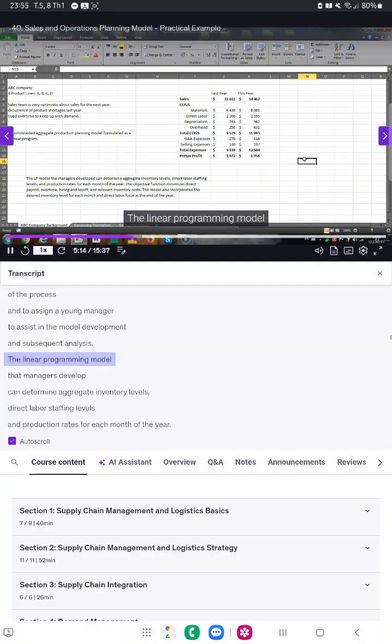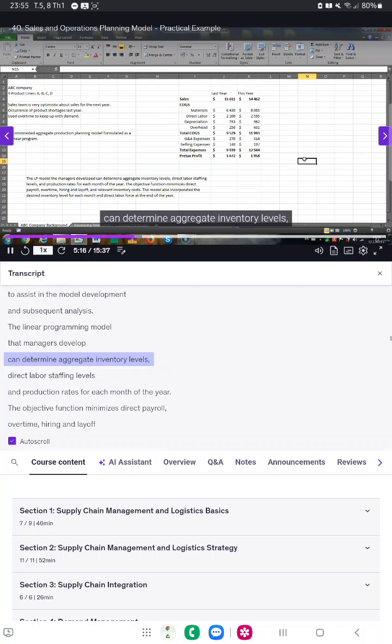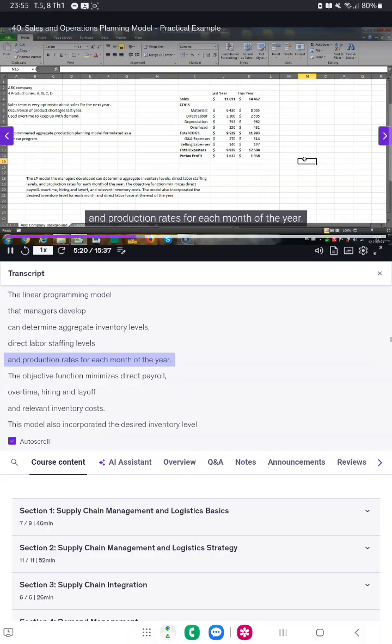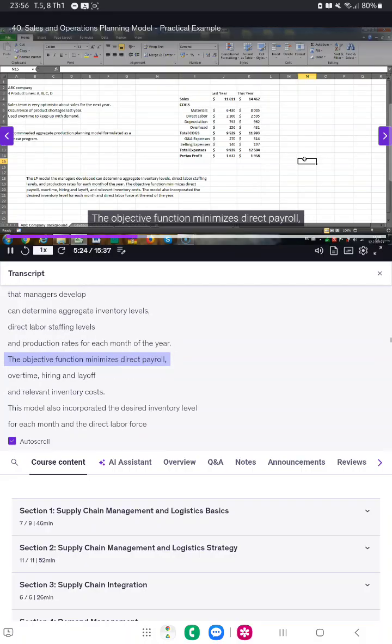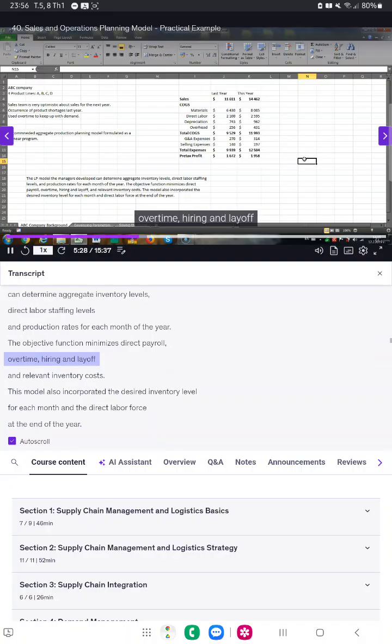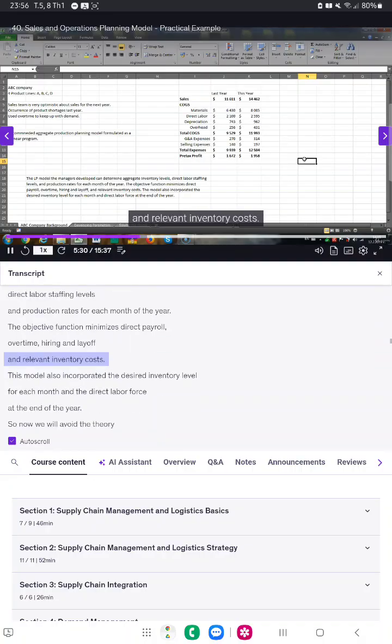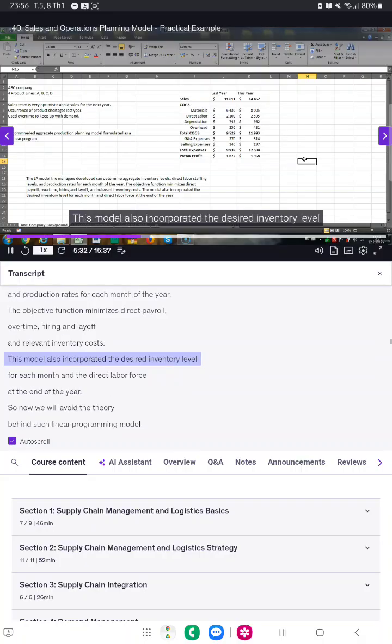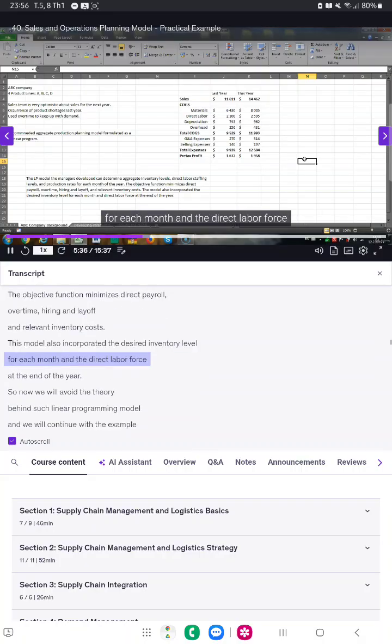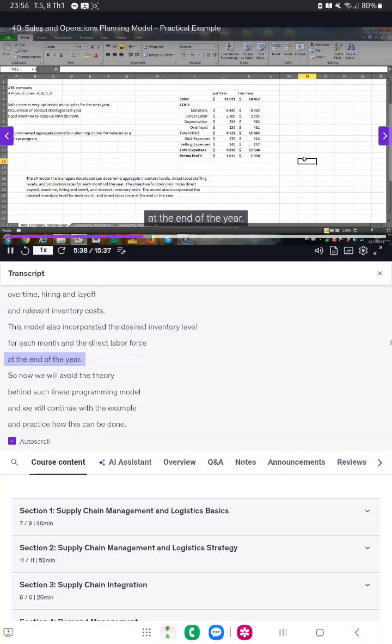The linear programming model that managers developed can determine aggregate inventory levels, direct labor staffing levels, and production rates for each month of the year. The objective function minimizes direct payroll, overtime, hiring and layoff, and relevant inventory costs. This model also incorporated the desired inventory level for each month and the direct labor force at the end of the year.